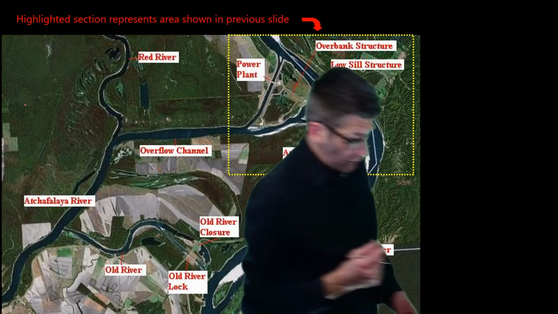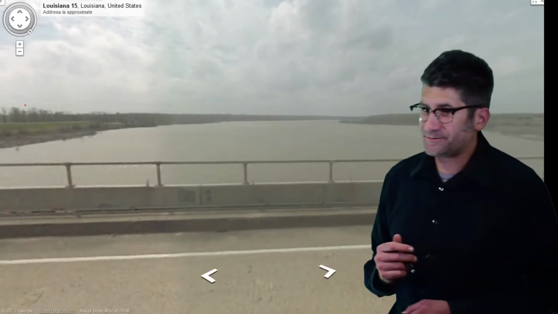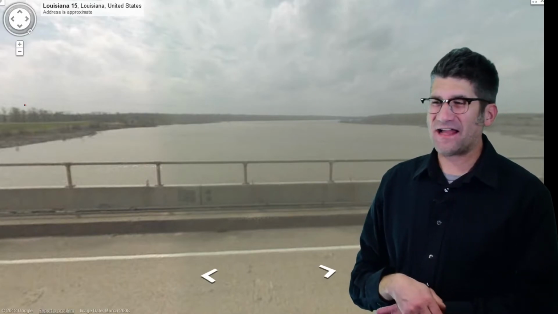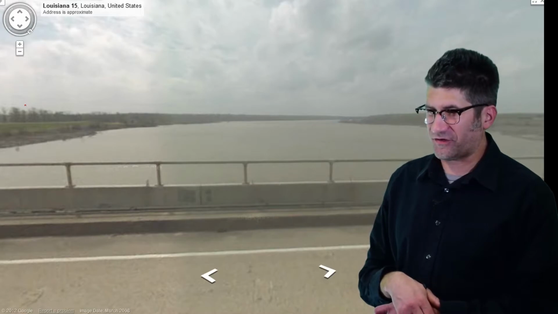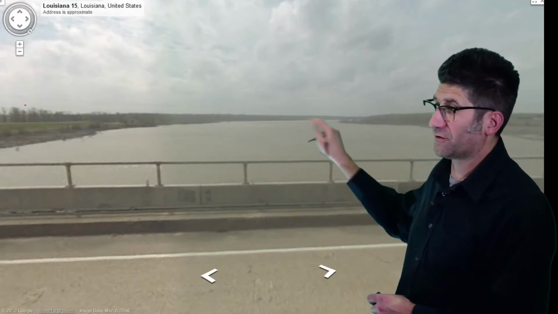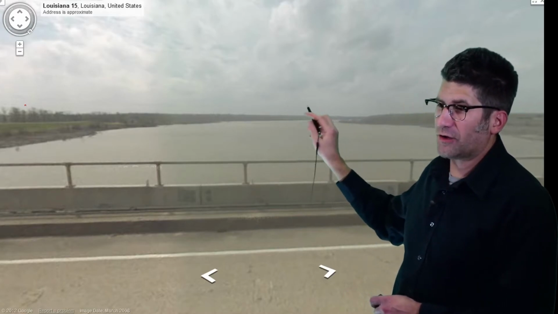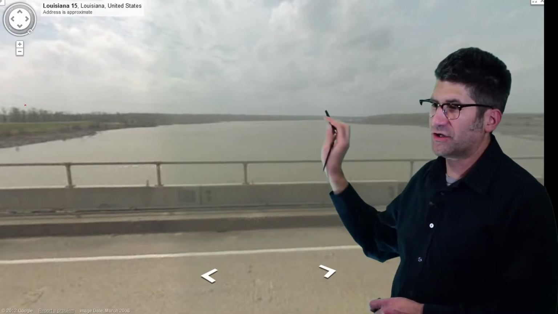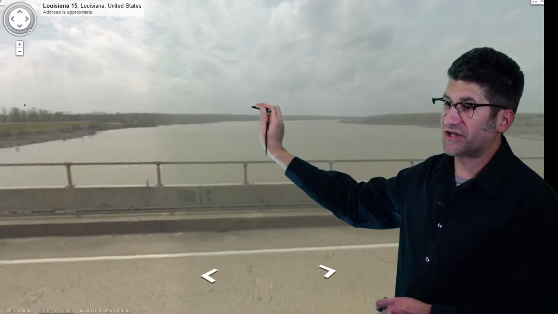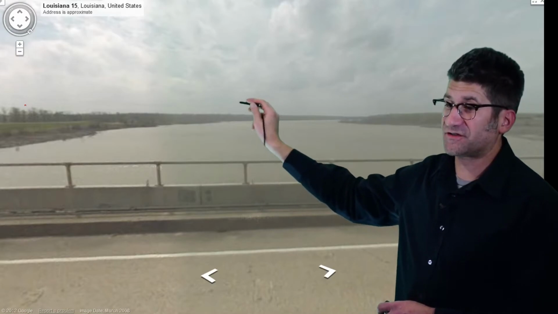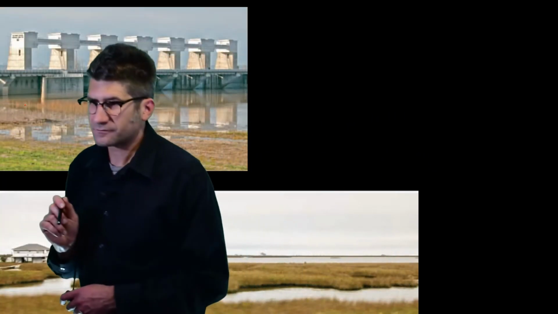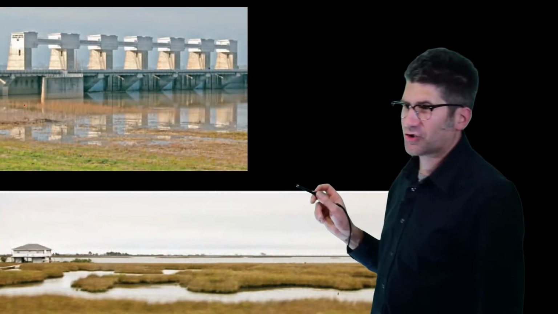Let's take a Google Earth tour to see what this looks like. It's not particularly exciting. It's very flat down here in Louisiana, but this is just an image from the Google car looking across. We're on the bridge, looking essentially across that low sill structure into the old river channel, upper old river channel. Then the Atchafalaya would be back over there. A couple more pictures kind of showing what this looks like.